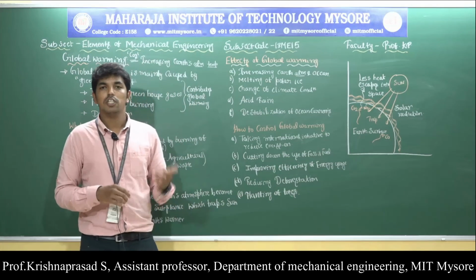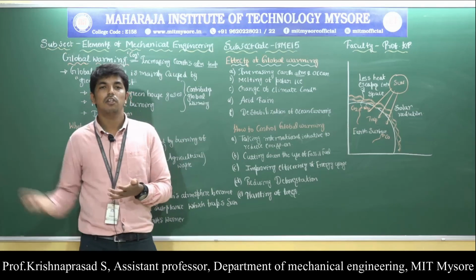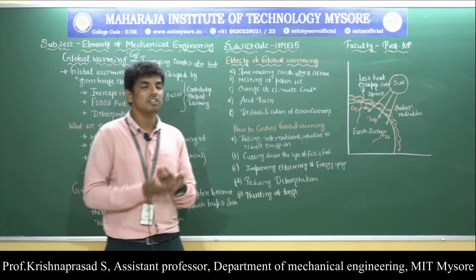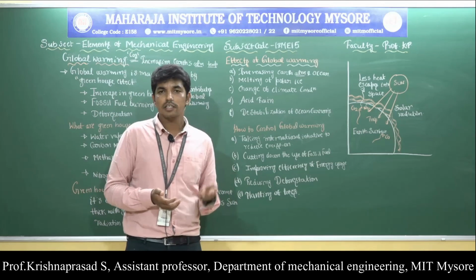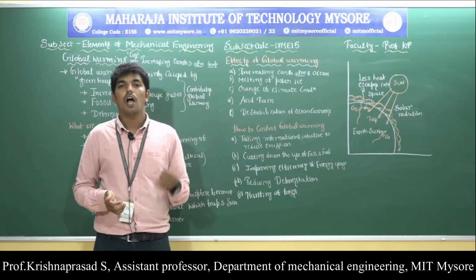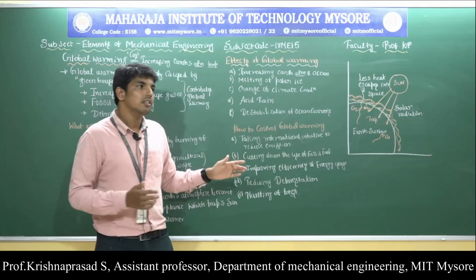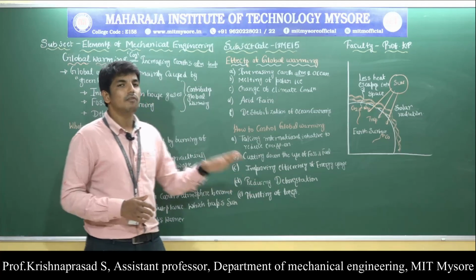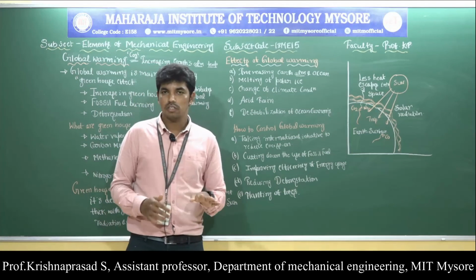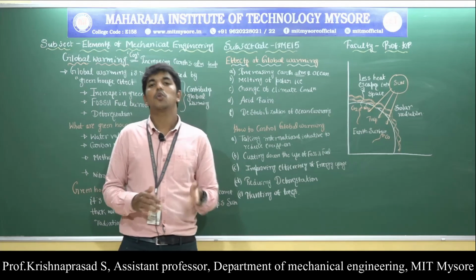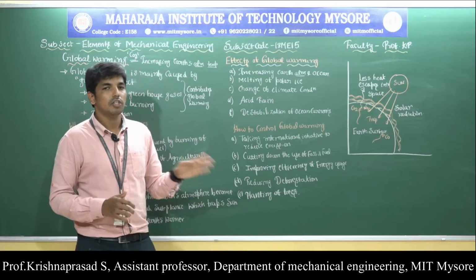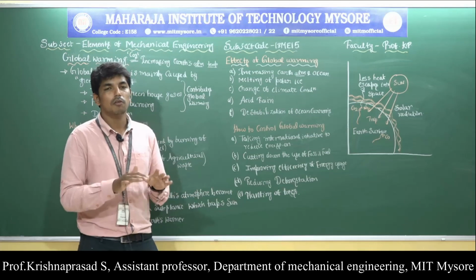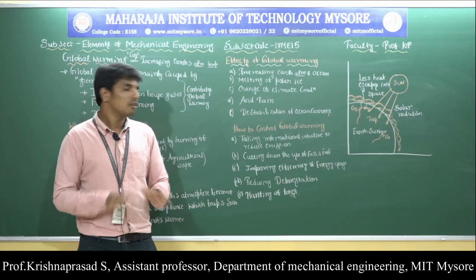Next, improving the efficiency of the energy usage. We need to use the renewable energy resources instead of the non-renewable energy resources. Renewable energy resources means solar energy, wind energy, tidal energy, hydro energy. Then the global warming is going to reduce. Then reducing the deforestation especially. This is a very important point. We need to grow the trees, or we need to reduce the cutting down of the trees. Only then will the global warming come back to the normal state.